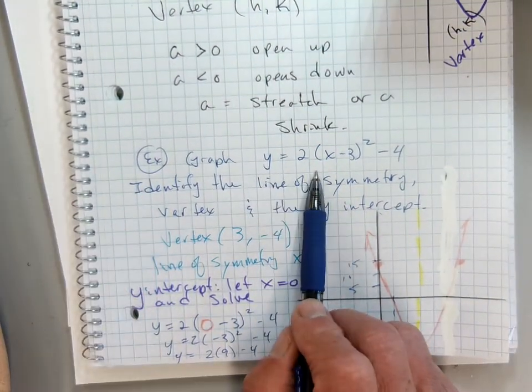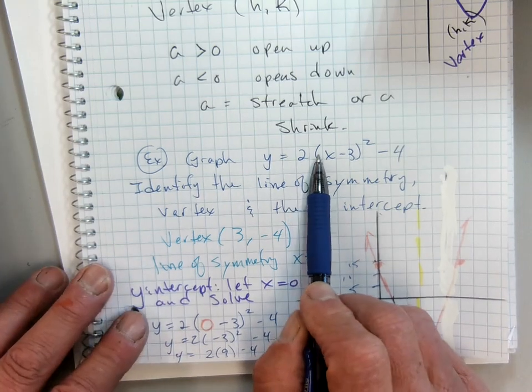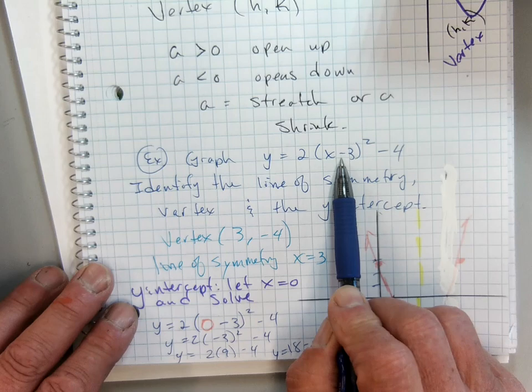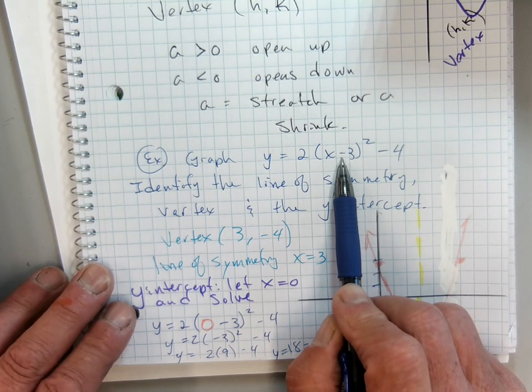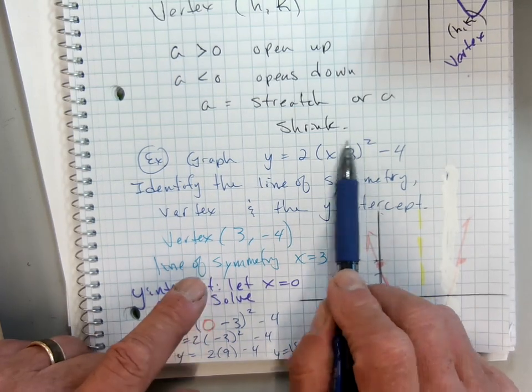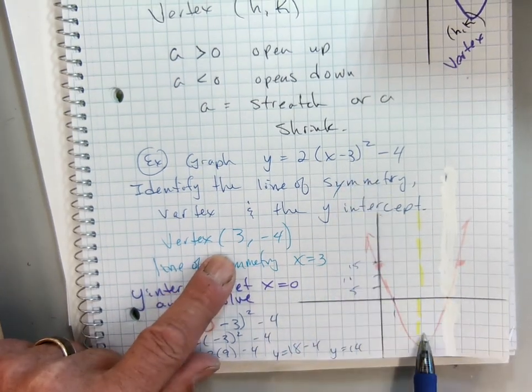Okay, so then we looked at a graph example. We want to graph y equals 2 times (x minus 3) quantity squared minus 4. So our vertex is always the opposite of this inside number, so it's going to be a positive 3, negative 4. So our vertex is at 3, negative 4.